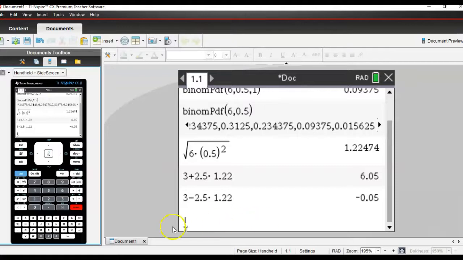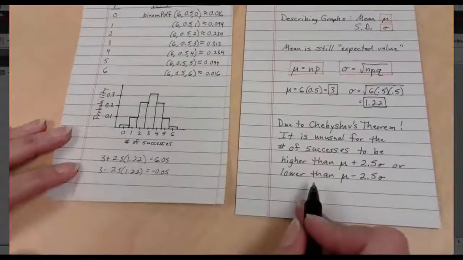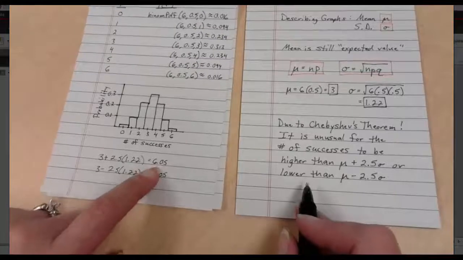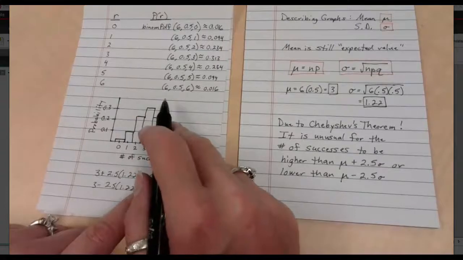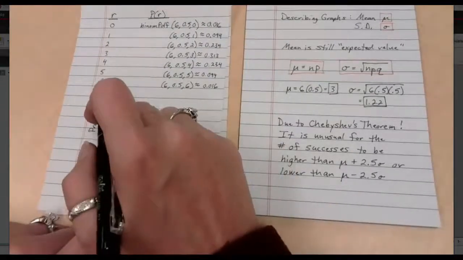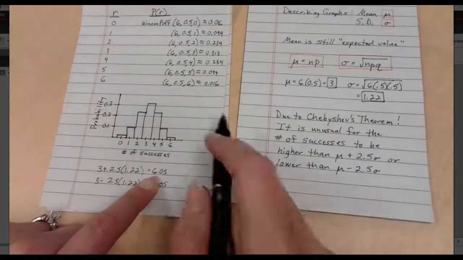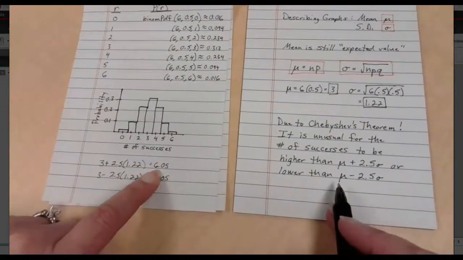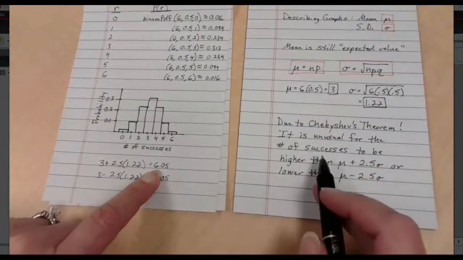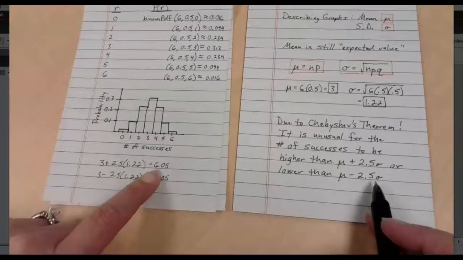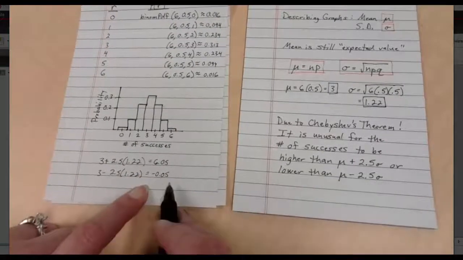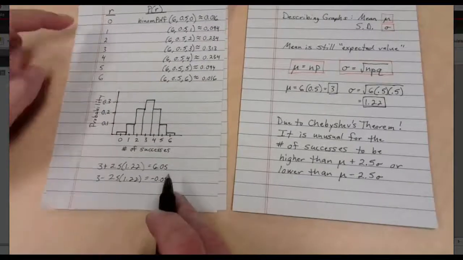All right, what does this mean in terms of what we just did? Think about this. This statement says that it's not likely that we're going to have more than 6 successes. Duh. That makes total sense. There were only 6 shots to begin with, so what's the probability that I'm going to have more than 6 successes? Yeah, no, not happening. And it is unusual for the number of successes to be lower than mu minus 2.5 standard deviations. Again, we're not going to have a negative number of successes.